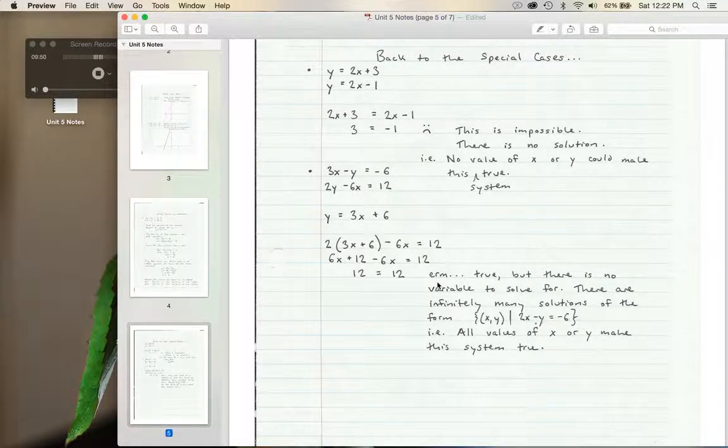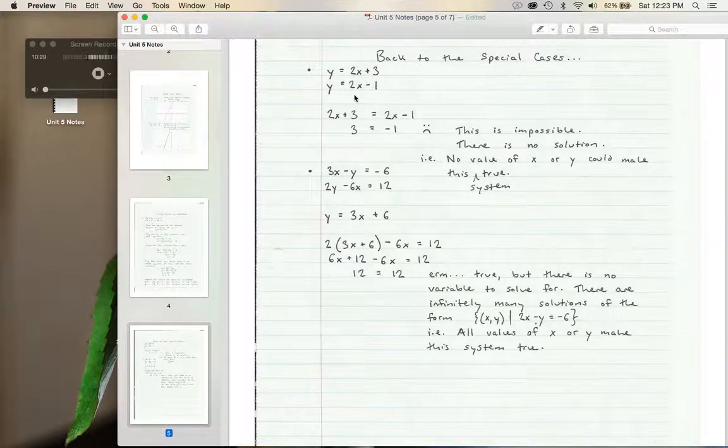So I've used the exact same systems that we used for the special cases for graphing, and I just want to show you what will happen if you attempt to solve one of these systems of equations by the method of substitution. So our first system that was a special case, y equals 2x plus 3 and y equals 2x minus 1. Well, to use substitution here, I get to skip my first step because my equations are already solved in terms of one variable. Okay, so I've already solved for y here and here. I don't have to do that step, which is great.